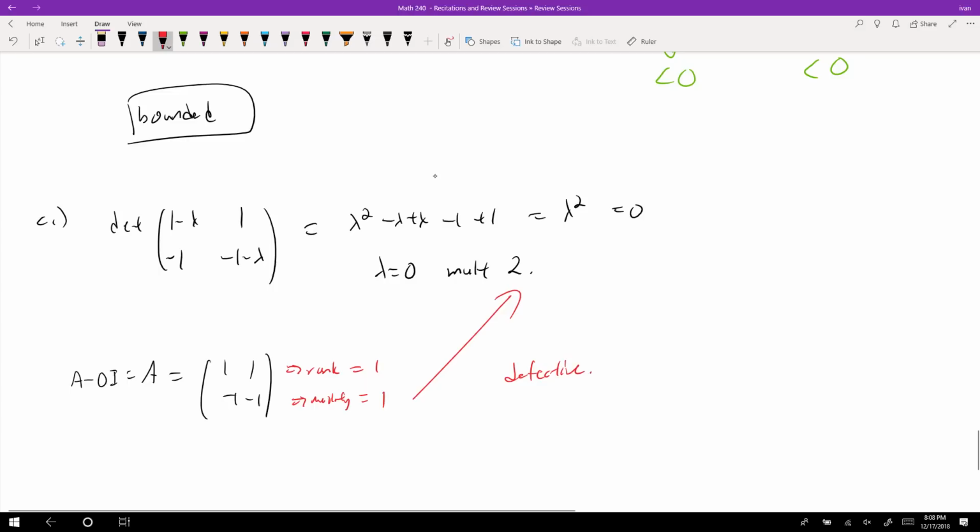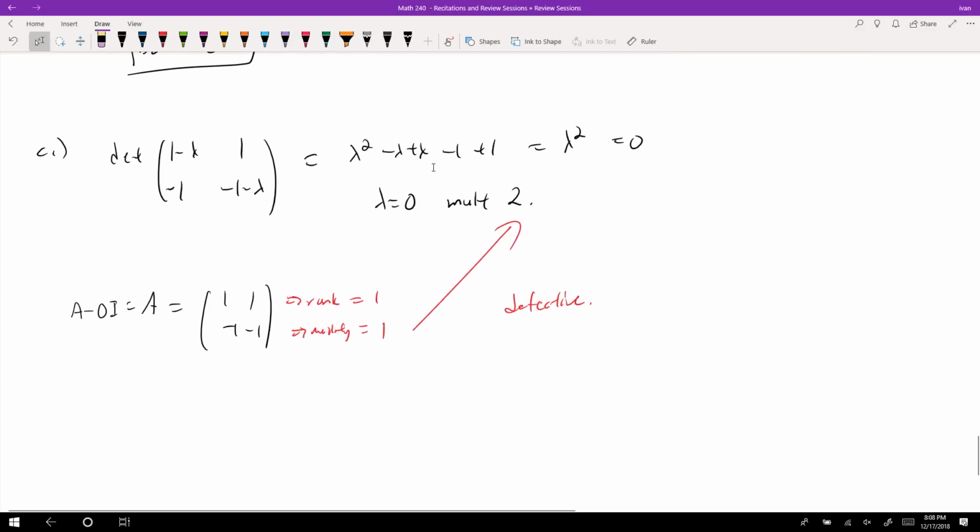So not only do we have this lambda equals zero case where we have to be really careful, it's also defective, which throws a wrench into what we're doing. So, okay, now what? Might as well try to find the eigenvalues and eigenvectors of this guy.